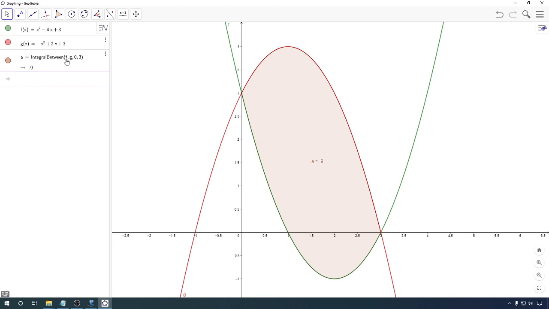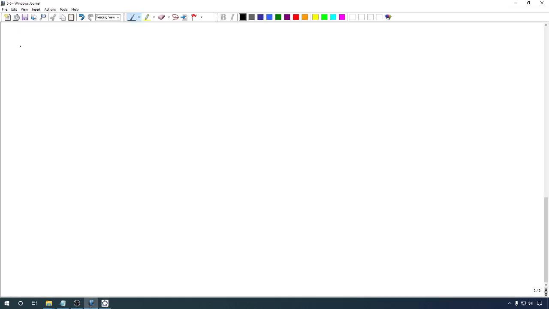And notice I put in f first. Technically, g was the top function, so I should have put them in the other order. They gave us negative 9. If I put them in the correct order, we get the positive 9. Let's move on to problem 7.